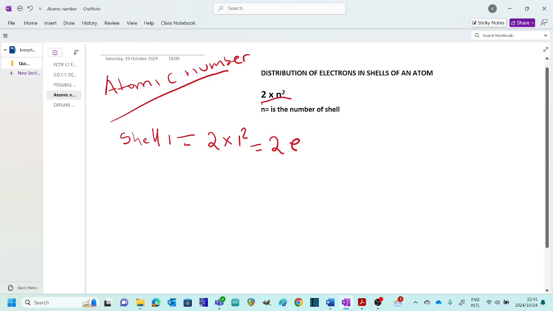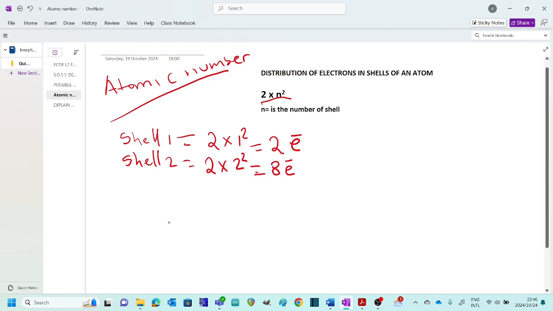Shell 1, 2 electrons. I'm going to use this notation for electrons: I'm going to write an E and then put a negative sign on top, just to show you that these are electrons. So how many electrons go to shell 2? You still apply the same formula. Shell 2 is going to have 2 times 2 to the power 2. If you do your calculations correctly, shell 2 is going to have 8 electrons.